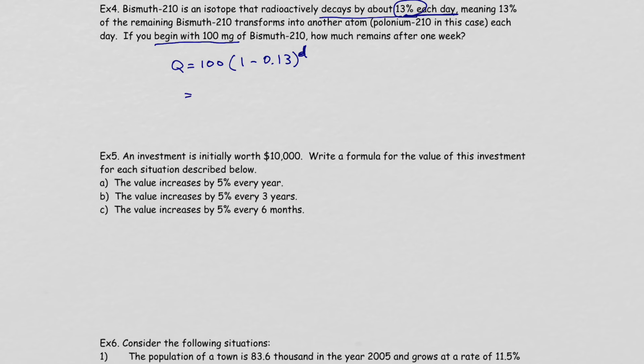So that will give you 100 times 1 minus 0.13, so that gives you 0.87. So that's the formula. And they want to know the future value after 1 week. But the measurement we have in time is a day. So you need to change that 1 week into days. So that's going to be 7 days.